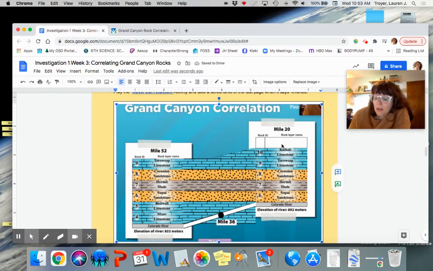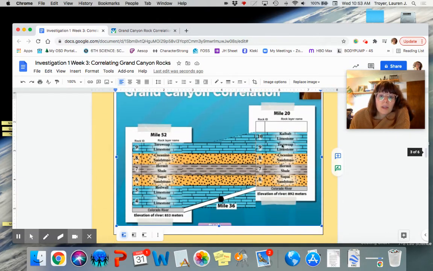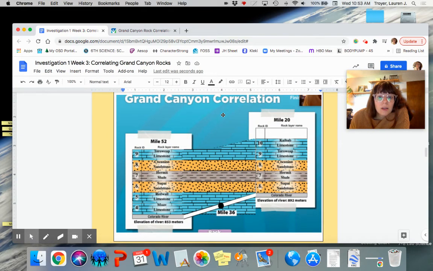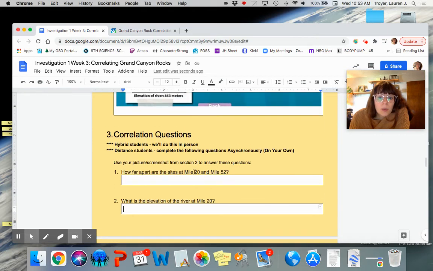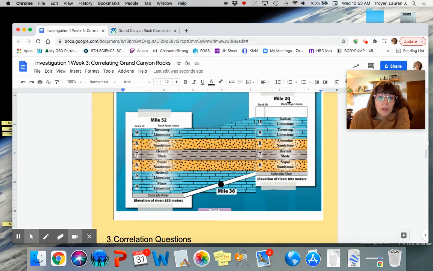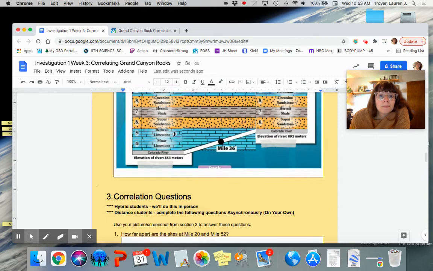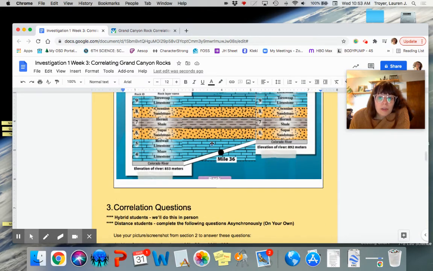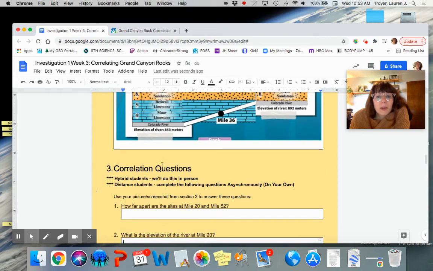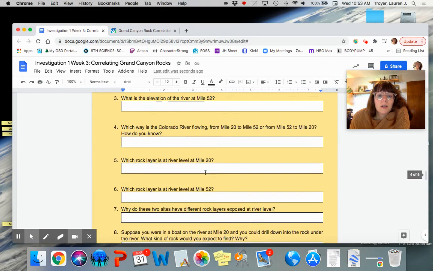Okay? So then once you have that, you'll use this picture to answer all these questions below. Most of the questions are literally right in the picture. So how far apart are mile 20 and mile 52? Well, mile 52, mile 20, you just have to do a little math. How many miles apart are they? And then it says, what's the elevation of the river? Well, just read it. It's right here, okay? So a lot of the questions come directly from the pictures.